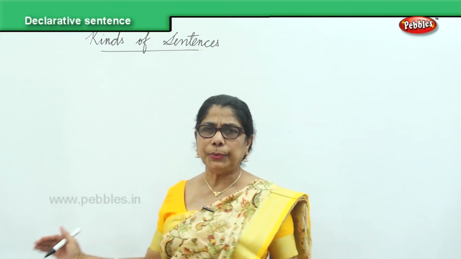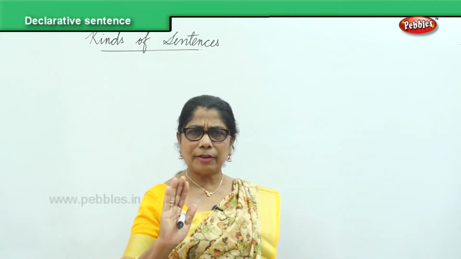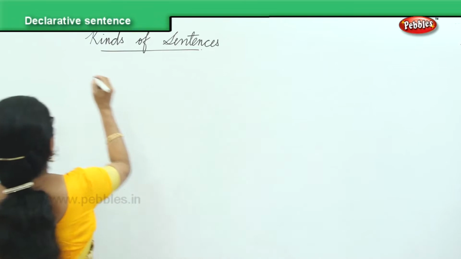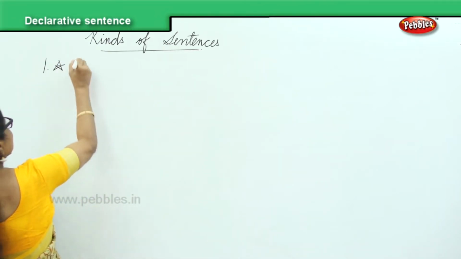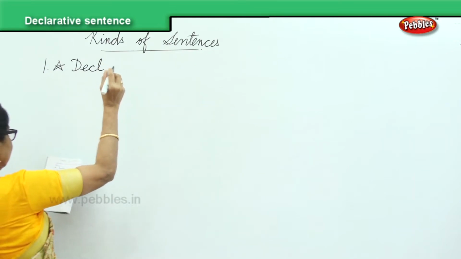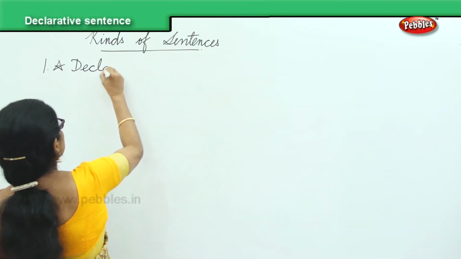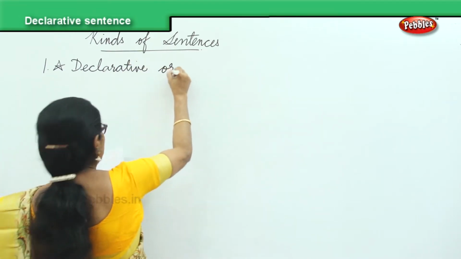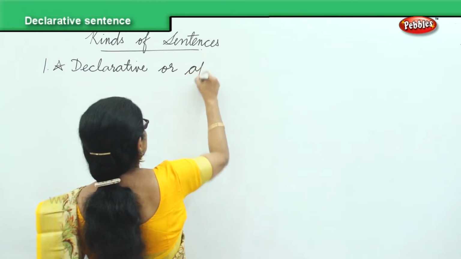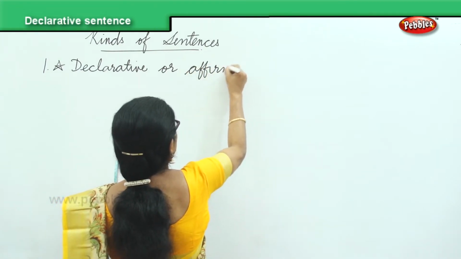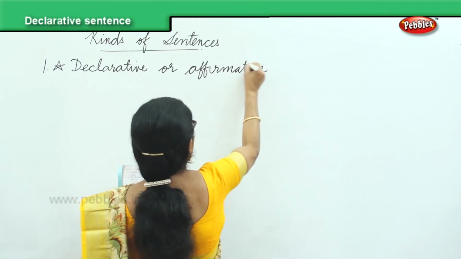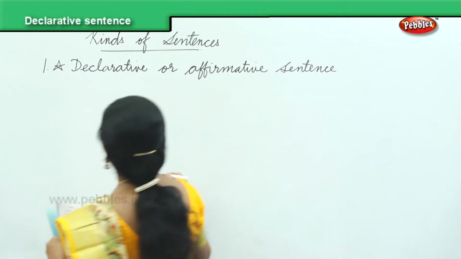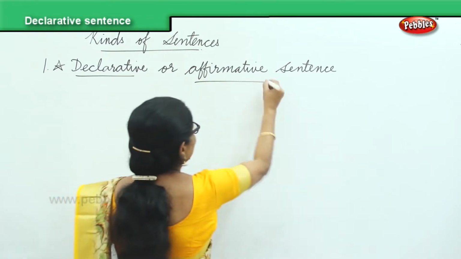So now what we are going to do is, the first one, there are 4 kinds of sentences. The first sentence is declarative. What is the first one? It is declarative or affirmative sentence. Now first we are doing declarative or affirmative sentence.